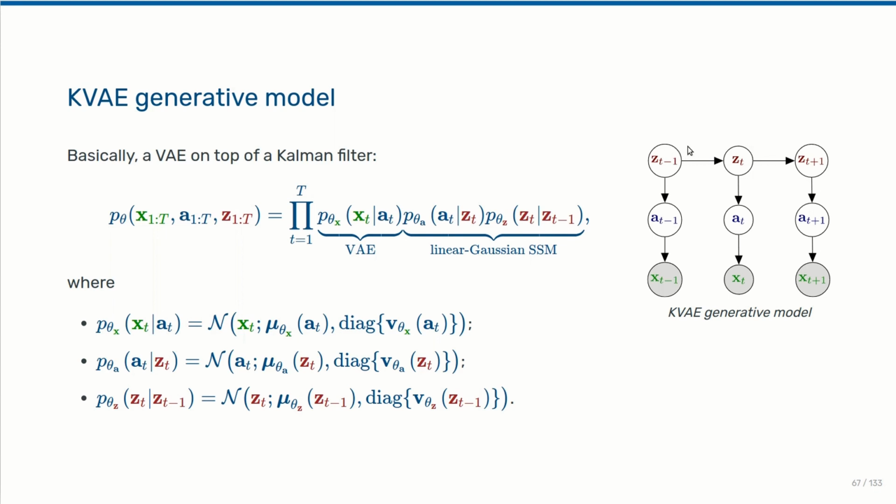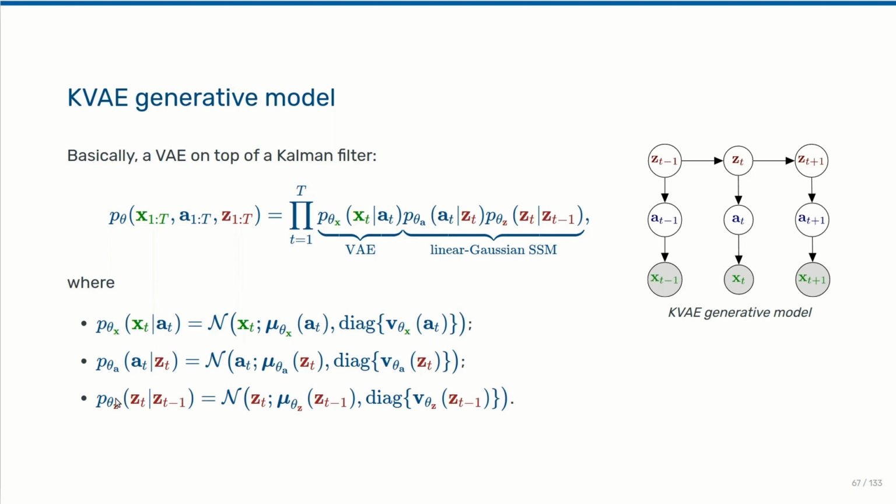filter. This Z generates a variable A, which would be the observation of the Kalman filter. And this dependence between Z and A is linear Gaussian. The emission variable A of the Kalman filter, or the linear Gaussian state space model, becomes now the latent code of a decoder of the VAE, and is therefore used to generate the parameters of the distribution of X, as you can see in the equations.